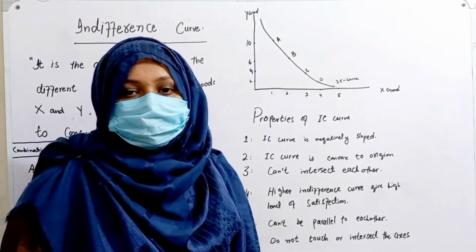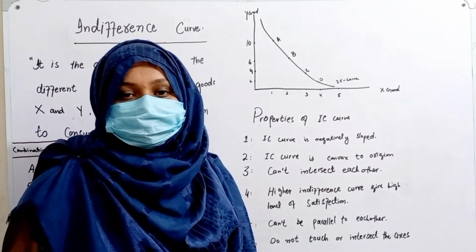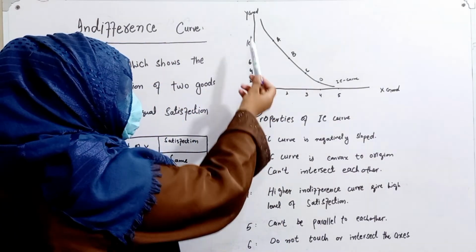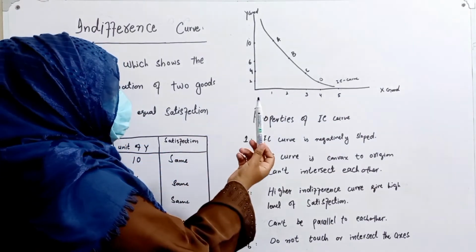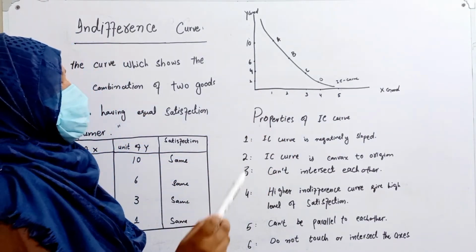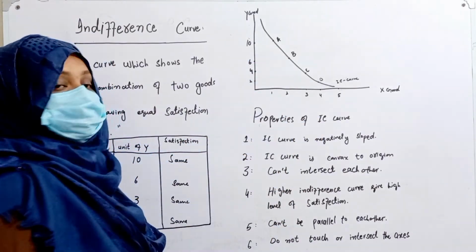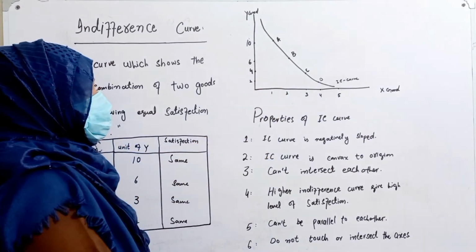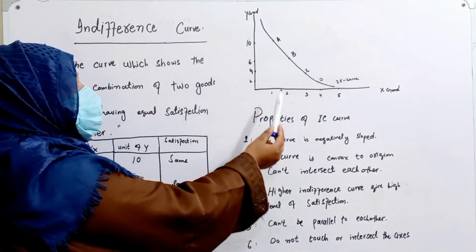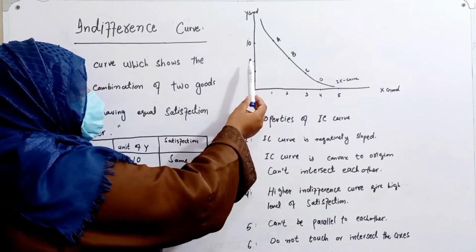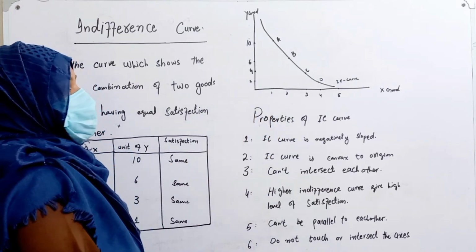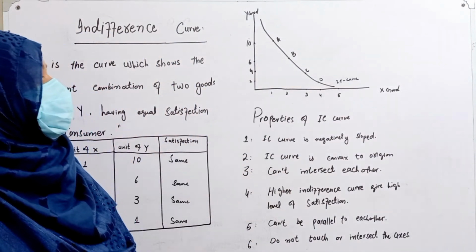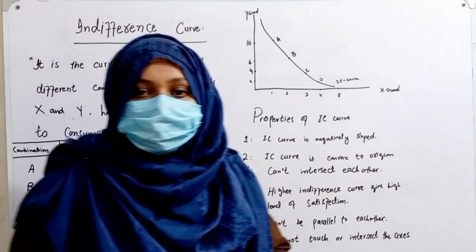In the diagram, we show the different combinations of two goods, Y good and X good. Here you can see these are the units of Y good, these are the units of X good, and this is the IC curve, the indifference curve. There are different combinations. A is the first combination. Here we take 10 units of Y good and 1 unit of X good. Similarly, we get 6 units of Y good and 2 units of X good, and 3 units of X good and 4 units of Y good.